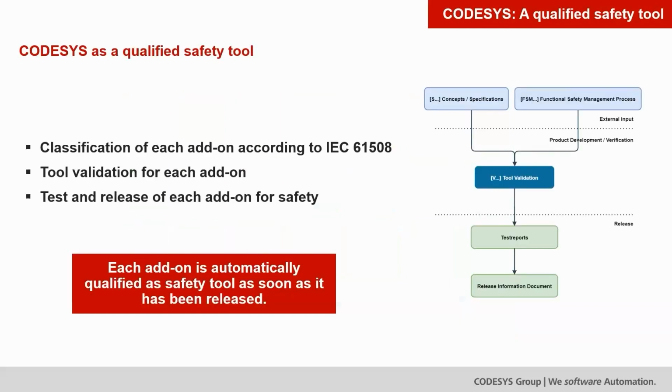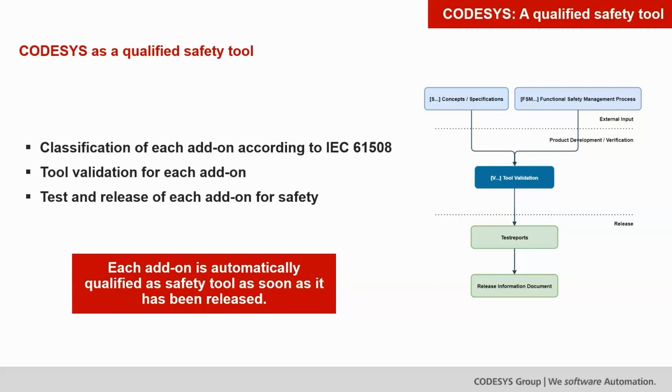And how is it done? We take each add-on, do a classification according to 61508. And there are 3 classifications, T1, T2, and T3. T1 is not safety related, so you can skip that add-on. And for T2 and T3 add-ons, we do a tool validation.